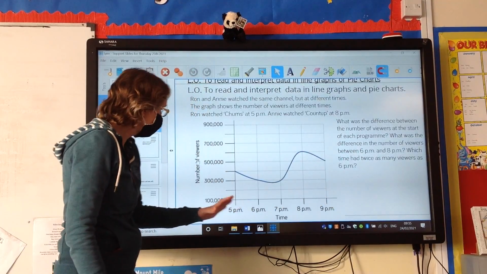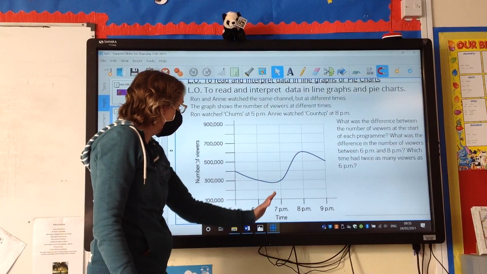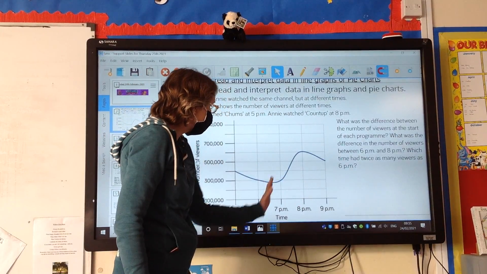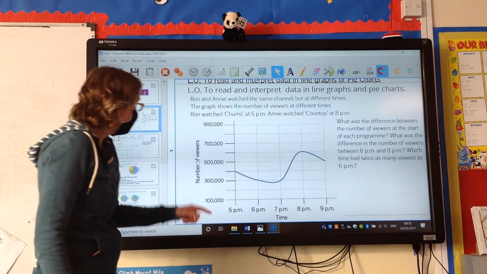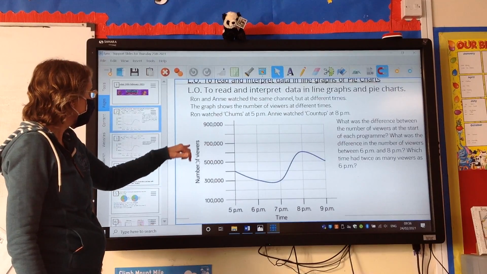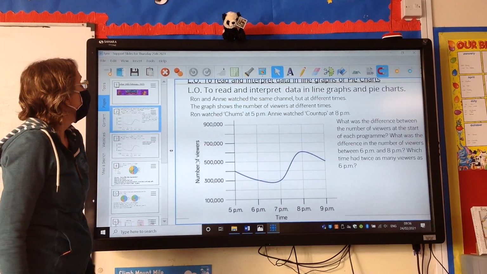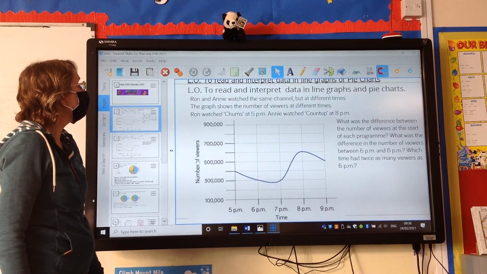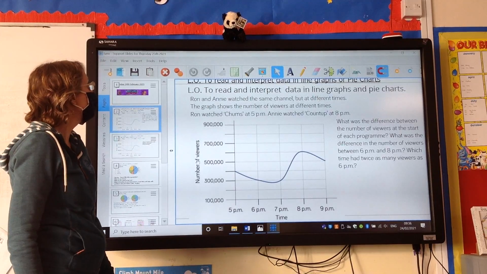Yeah? You can't jump 3 hours and then half an hour and then another 3 hours and then 2 minutes or whatever. It needs to be nice regular intervals. Good. And then you choose a suitable scale for up the side. In this case, it's number of viewers. Ron and Annie watch the same channel but at different times. The graph shows the number of viewers at different times.